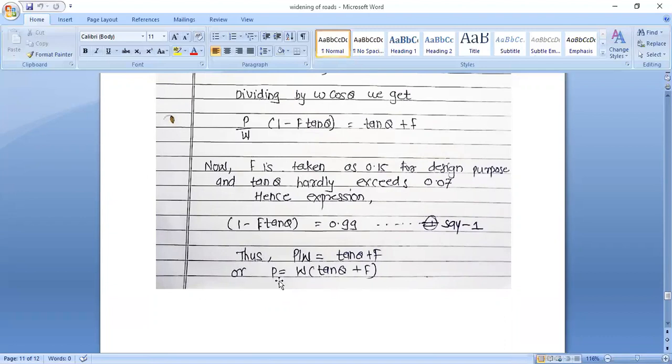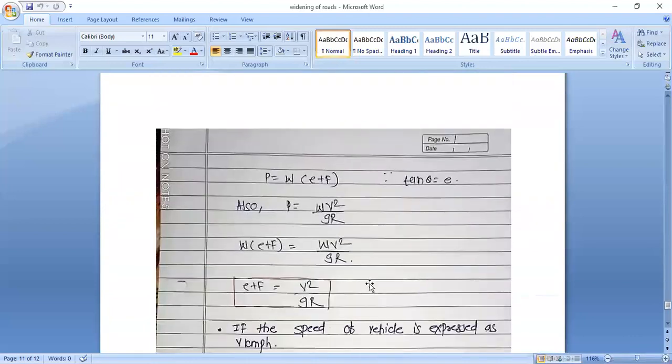This 1 minus F tan theta becomes 1. Hence, this equation becomes P by W into 1 is equal to tan theta plus F. Hence, P by W is equal to tan theta plus F. Hope you all get up to this. Then the next is P by W. This W is multiplied to tan theta plus F, that is, P is equal to W into tan theta plus F.